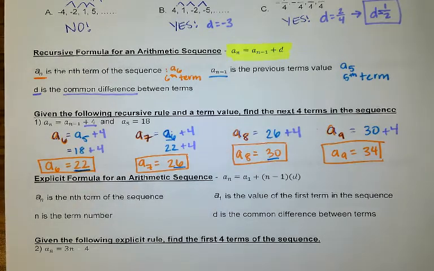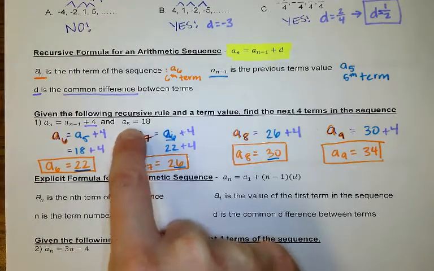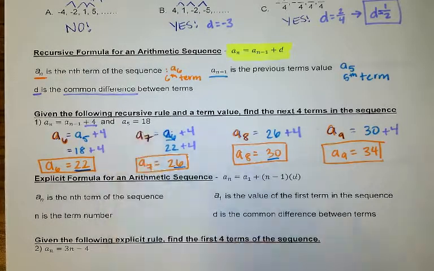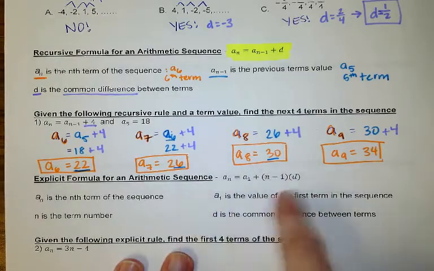But sometimes, guys, I might say, hey, if a sub 5 is equal to 18, can you tell me what a sub 52 is? Can you tell me the 52nd term in this? Well, guys, do you want to add 4 52 times or 47 times? Not really. So what we also have is what we call an explicit rule.